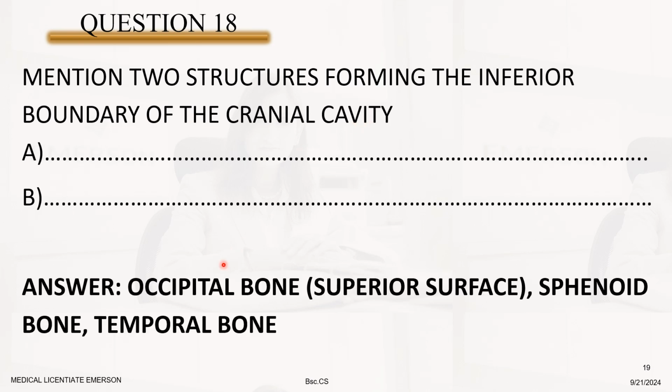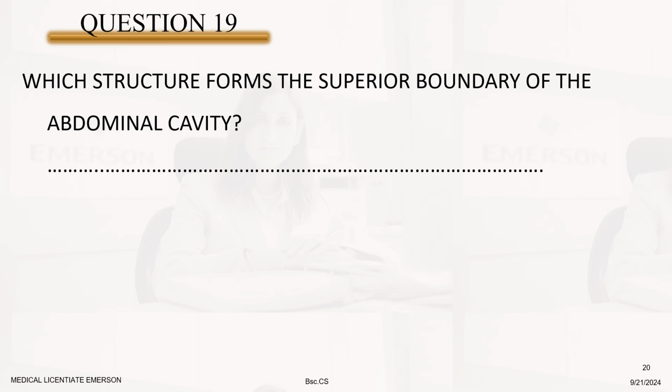You have the occipital bone, which forms the inferior surface. Then you also have the sphenoid bone. Then we have the temporal bone. Okay, so let's move on. Which structure forms the superior boundary of the abdominal cavity? Of course, the structure is the diaphragm.